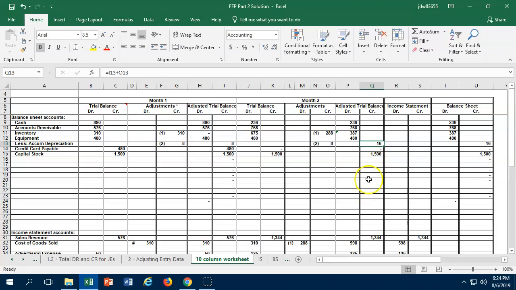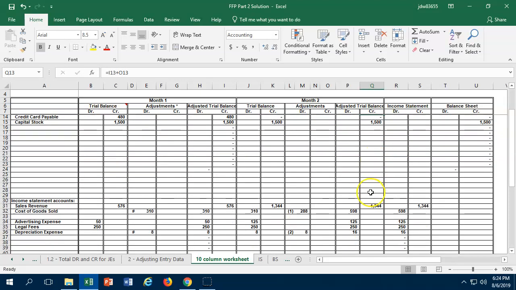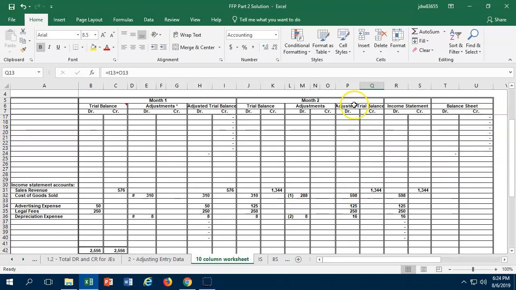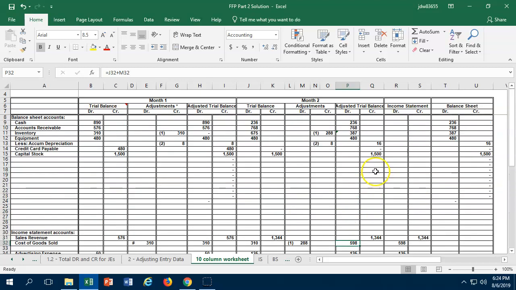And then this accumulated depreciation is 16, because you add this trial balance amount credit, and then this was a credit, so you add them both together. And you go down and calculate the adjusted trial balance balances. And I think these rows, if you were using these rows or columns, it's the same. You're just pulling this from the adjusted trial balance from month 2. Don't pull it from month 1.